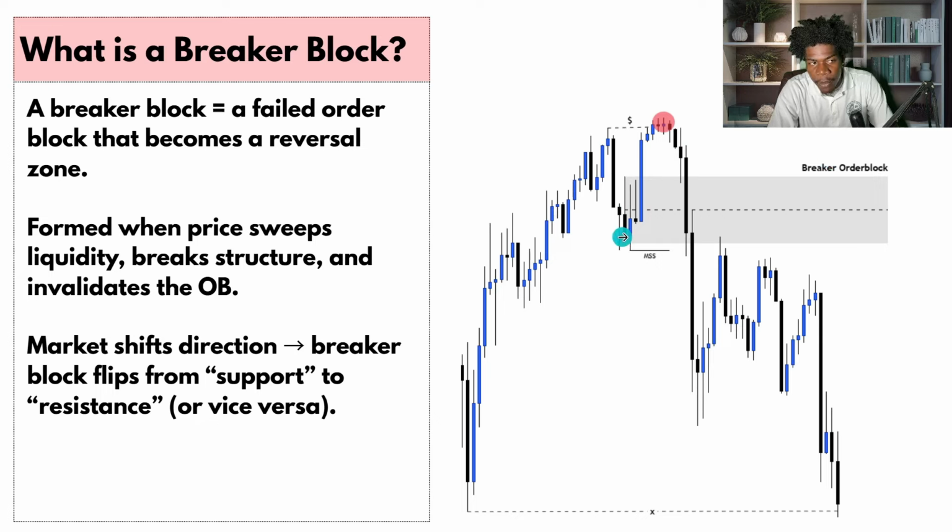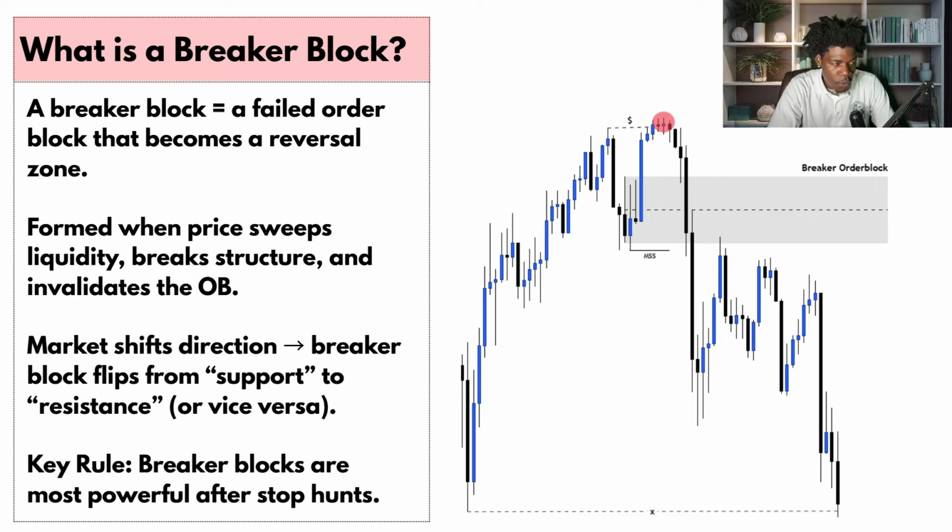You can place your trade, rather than open, and your stop loss at the prior highs, and you're just going to target these prior sell side liquidity lows. But this right here, the last bearish candlestick before price gave us this liquidity sweep, this is our breaker order block. Let's go over this key rule.